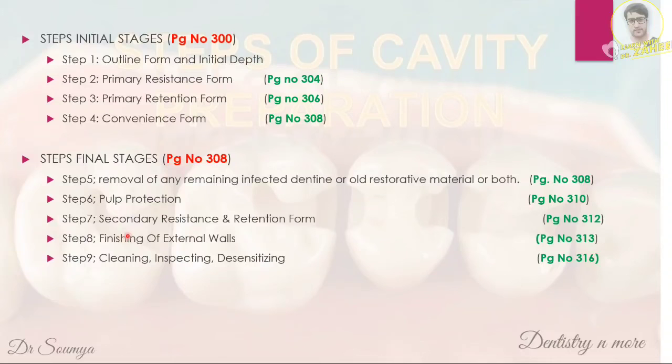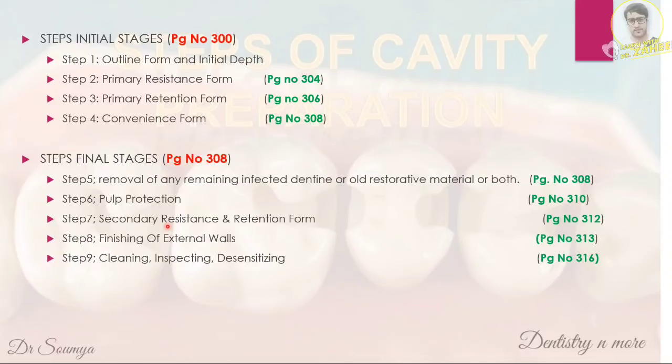Then we come to the seventh step, secondary resistance and retention form. This is used when tooth preparation includes occlusal and proximal surfaces, where these areas should have independent retention and resistance. Many preparation features improve the retention and resistance form. The two mechanisms of secondary resistance and retention form are either the mechanical method, or the placement of etchant, primer, or adhesive on the cavity walls.